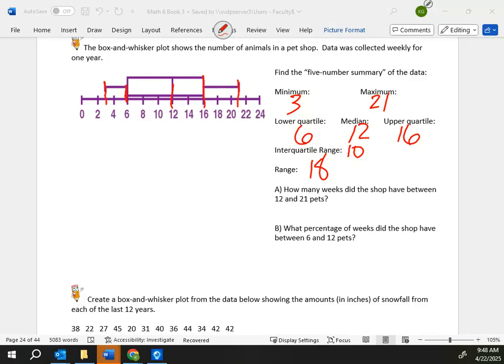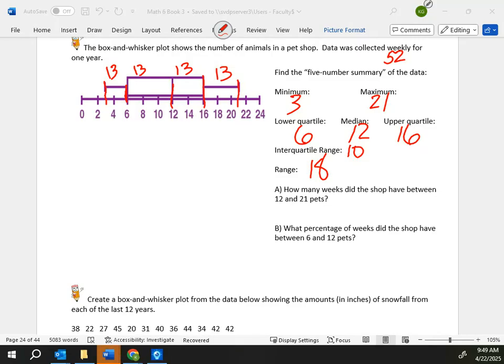Here it says data was collected weekly for 1 year. Remember, weekly, there are 52 weeks in a year. So how do I find out how many fall into each section? How do I break that 52 into our 4 parts? Lila? 52 divided by 4, so I know that there were 13 in each section. That's 52 divided by 4 was 13.